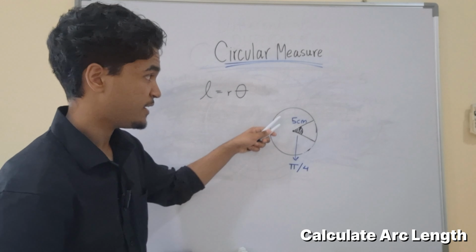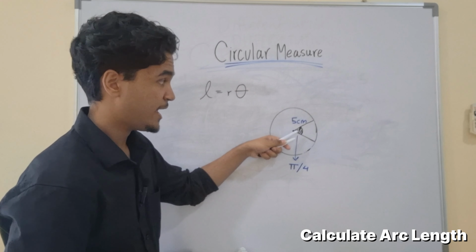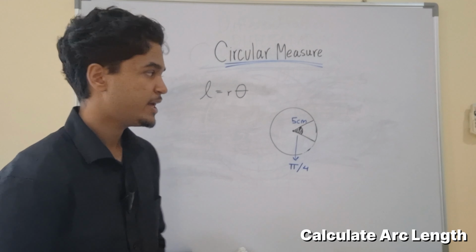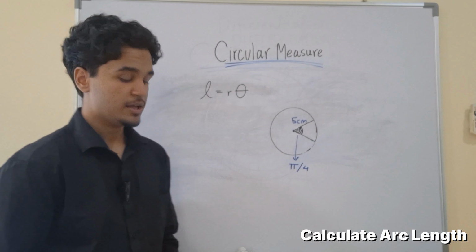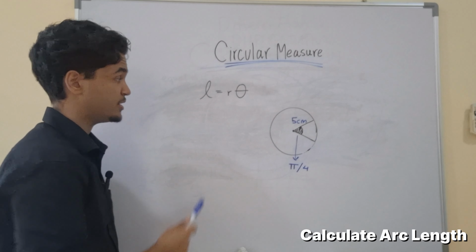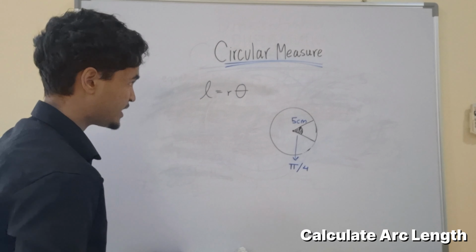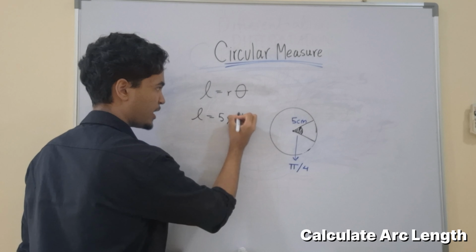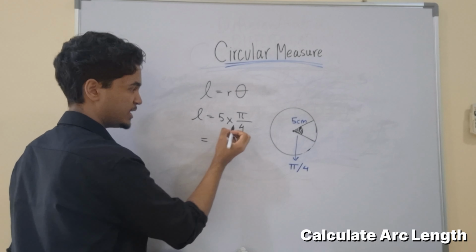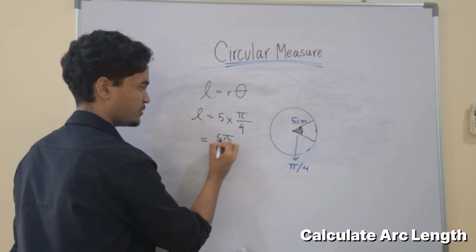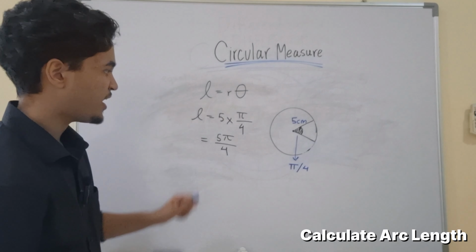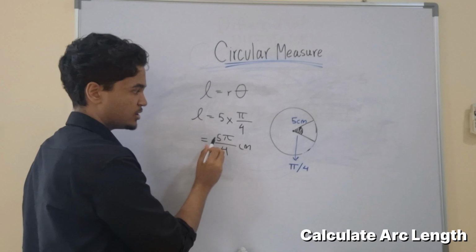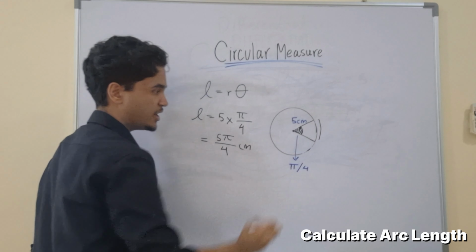Okay, so let's try an example here. In a circle, we have a radius of 5 centimeters and an angle that is subtended by the arc length of pi over 4 radians. Now, if you want to find the length of the arc, we're going to follow the formula we have here. Length equals r theta. So what will that be? That will be length equals 5 times pi over 4, which is equal to 5 pi over 4. The unit over here is centimeters. So 5 pi over 4 centimeters is the length of the arc.